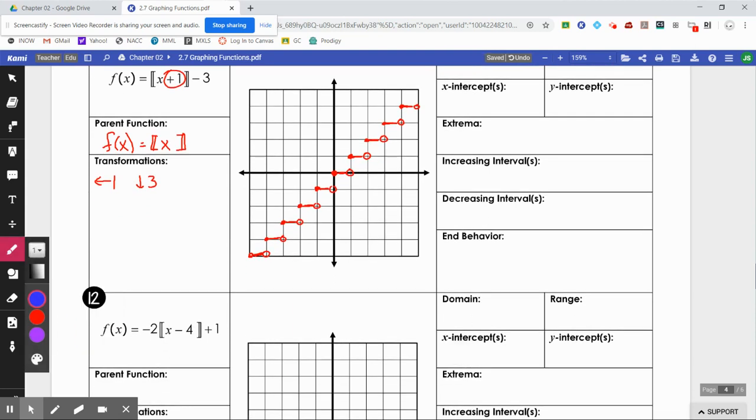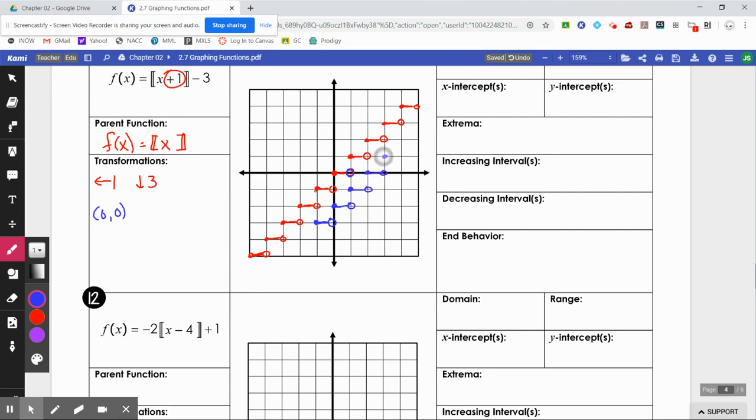Let's take our 0, 0. And if we move it left 1 and down 3, we are now at negative 1, negative 3. And even this open circle, it's going to move everything left 1 and down 3. So even the open circle on the other side is going to move left 1 and down 3. So your new function is going to be pretty straightforward. It's going to look something like this.